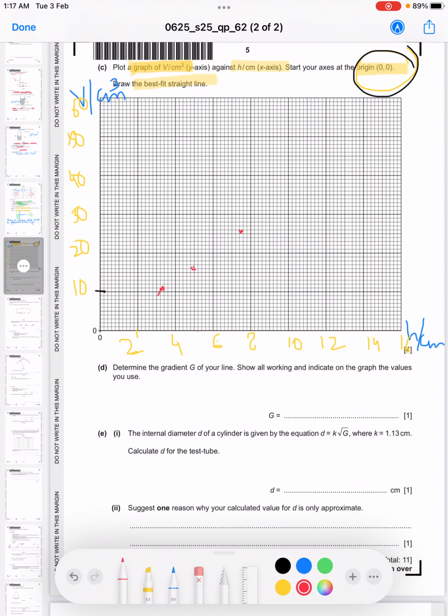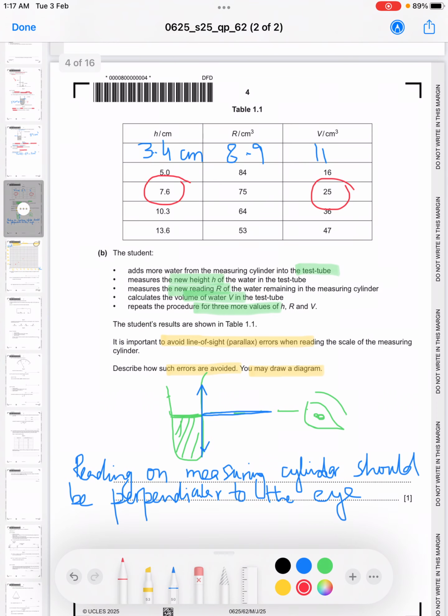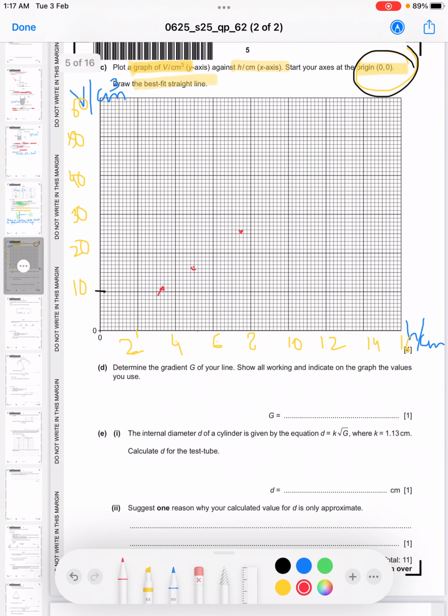Okay, then we have 10.3 and I think this is 36. 10.3, 36. 10.3, 1, 2, 3. Okay, and 36. 36 goes up somewhere here.